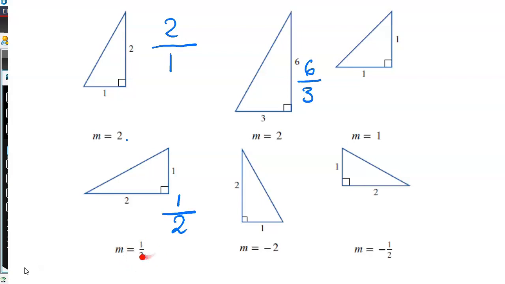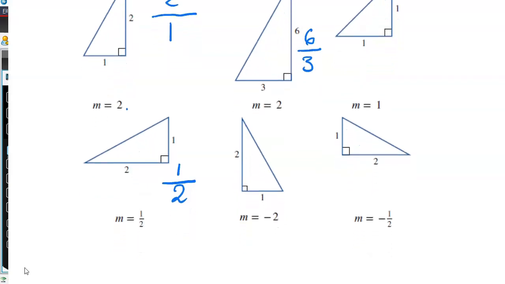We tend to leave it as a fraction because then we can clearly see that it's rising up by 1 for every 2 it runs. Okay, so it goes up 1 for every 2 across. If we're looking at this one, for every 1 unit it goes across, it rises up by 2. For every 3 it goes across, it goes up by 6. And that's how we should be thinking about a slope.